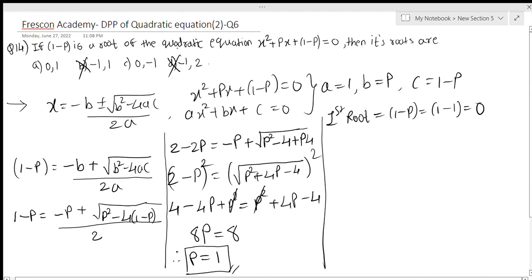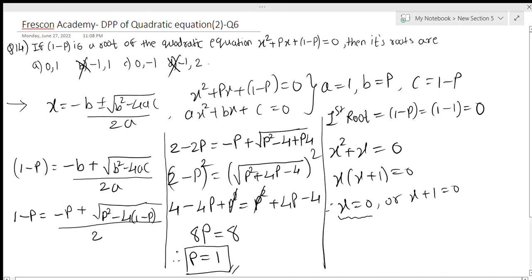So now let's find the second root by putting the value of p in the given equation, that is x square plus px, it will be just simply x square plus x plus 1 minus p, which is 0, is equal to 0. Now taking x common from this, we get x into x plus 1 is equal to 0. So we get either x is equal to 0 or x plus 1 is equal to 0. Already we have determined one root of the quadratic equation is 0, so here we have just rechecked the value and it is correct.